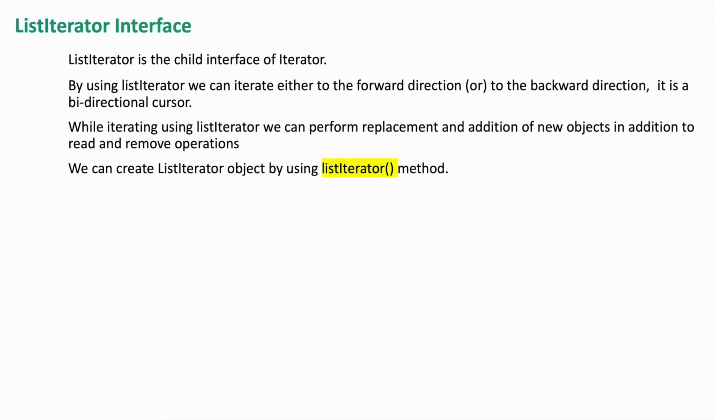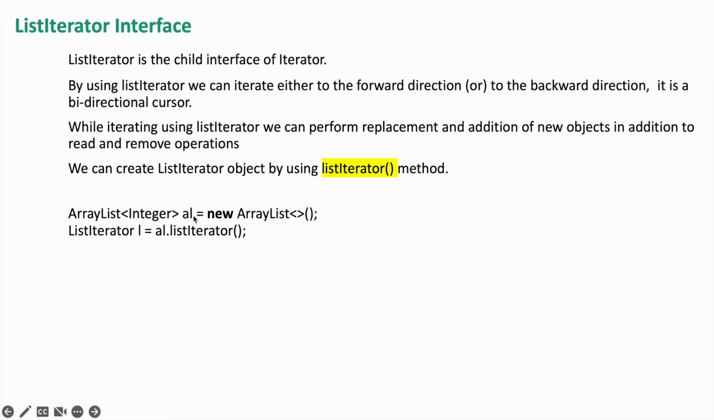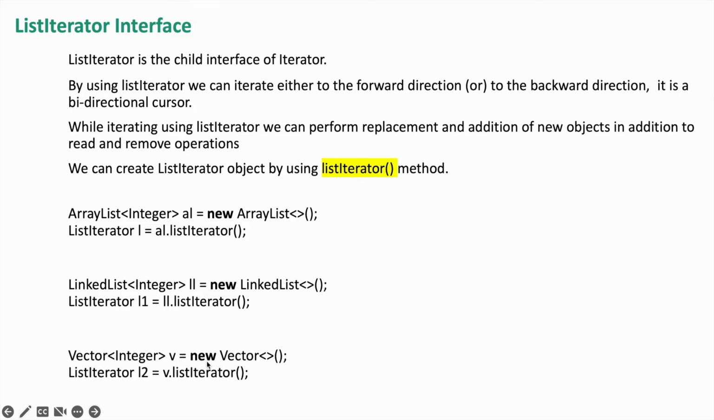We can create a ListIterator object by using the listIterator method. Enumeration uses the elements method, Iterator uses the iterator method, and ListIterator uses the listIterator method. So if you see, ArrayList al = new ArrayList(); ListIterator l = al.listIterator(); LinkedList ll = new LinkedList(); ll.listIterator(); Vector v = new Vector(), and we are creating a ListIterator by using the listIterator method.